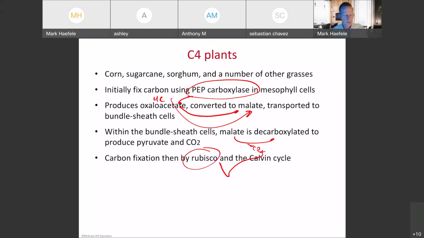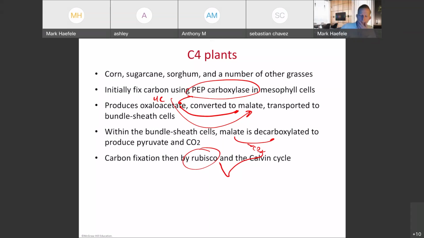Rubisco never sees oxygen. So that's what sets this up: with the Calvin cycle, we're stuck with Rubisco, but the way we feed Rubisco nothing but CO2 is by creating this initial fixation. So we gather up only CO2 and we're feeding Rubisco only CO2. It never gets to see oxygen.